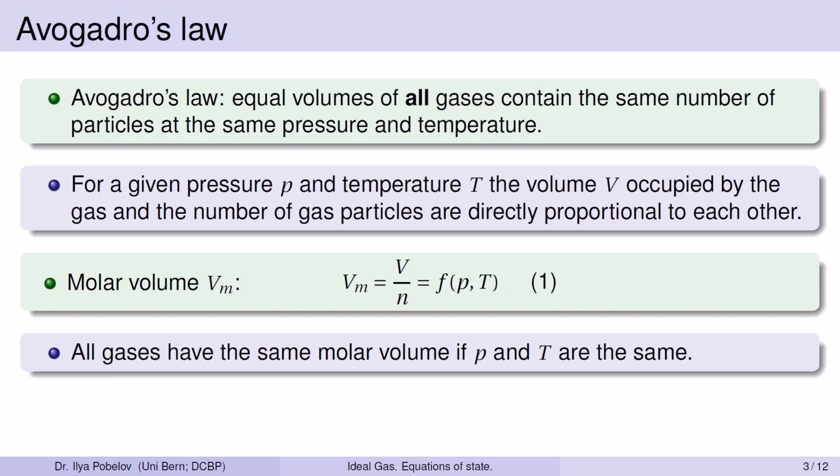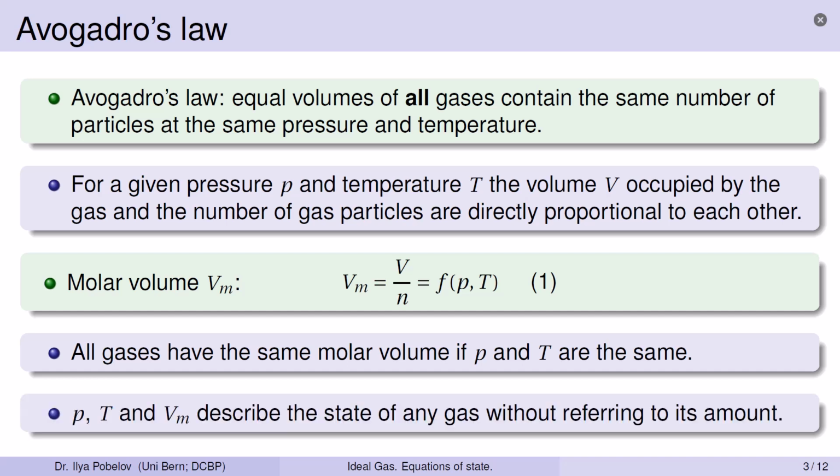Very often we are only interested in the general physical state of the gas without referring to its specific amount. In this case, it follows from Avogadro's law that we need only three intensive parameters: pressure, temperature, and molar volume to describe the state of any gas independently of the exact amount.